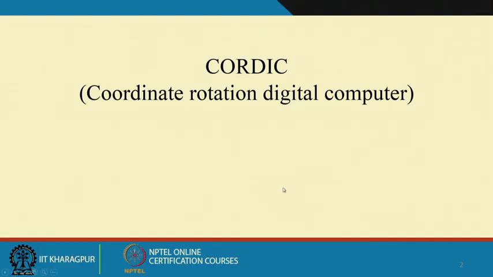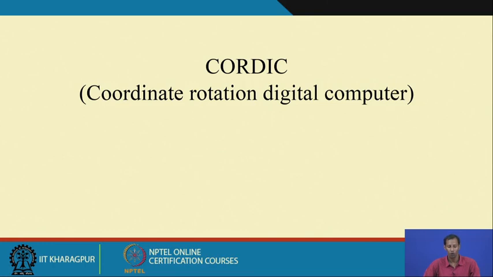The name CORDIC is basically an acronym. The full form of CORDIC is coordinate rotation digital computer. So here you see CO from coordinate, R from rotation, DI from digital, and C from computer. So the full name is CORDIC.